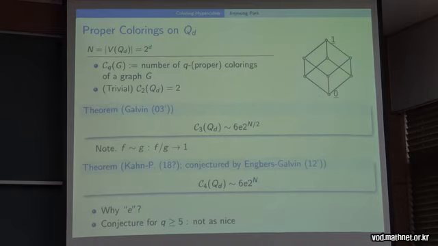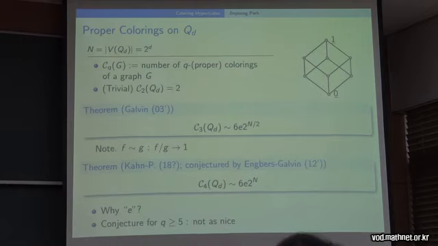Then let me change the question. We define one notation, c_q(G), the number of proper q-colorings of a graph G. My first question is, what is c_2(Q_d), the number of 2-colorings of Q_d? This is not a fair question because the answer is right there. The answer is 2.